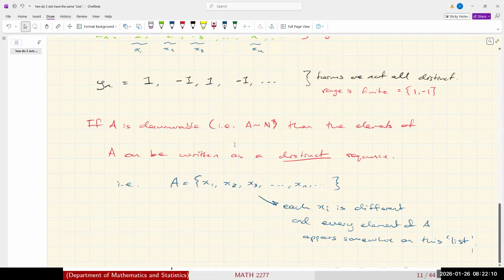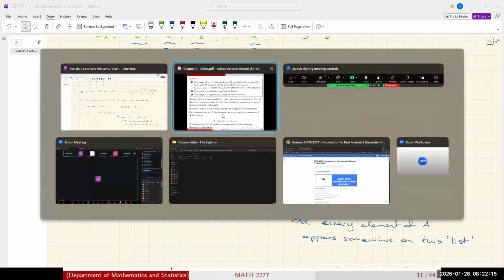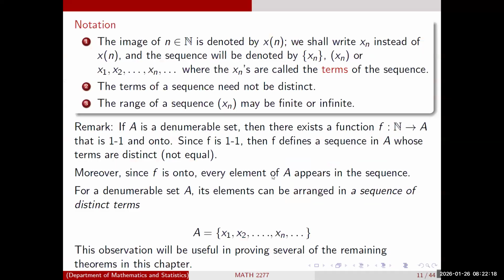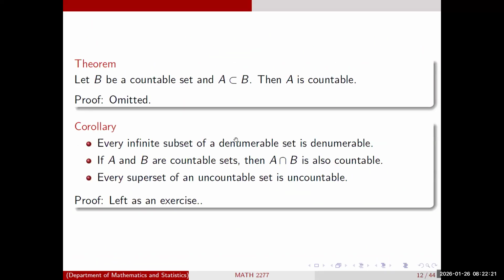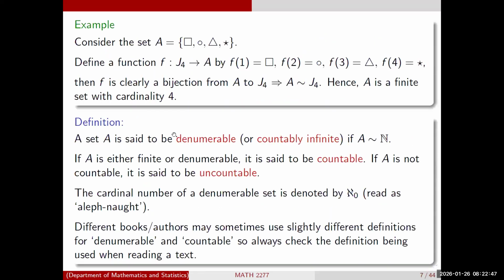So we're now going to exploit this fact by showing that the denumerable sets are essentially the smallest of the infinite sets. Before that, we have a couple of results. If B is a countable set, and A is a subset of B, then A should also be countable. This theorem and corollary are an extension of a previous result we stated for finite sets. So let me scroll all the way back and show you that.